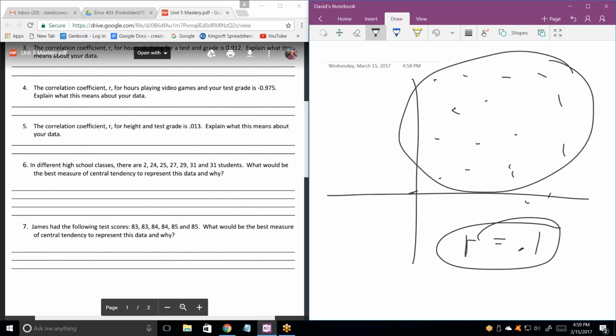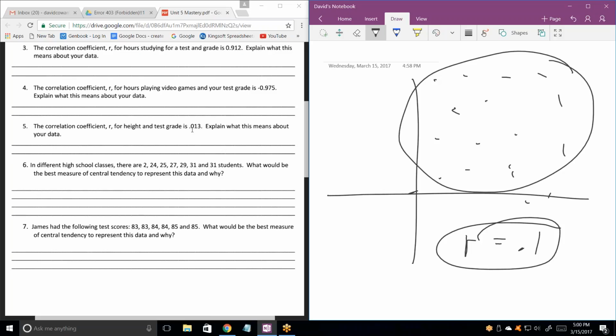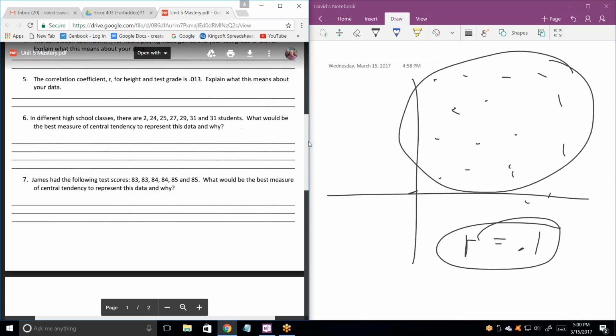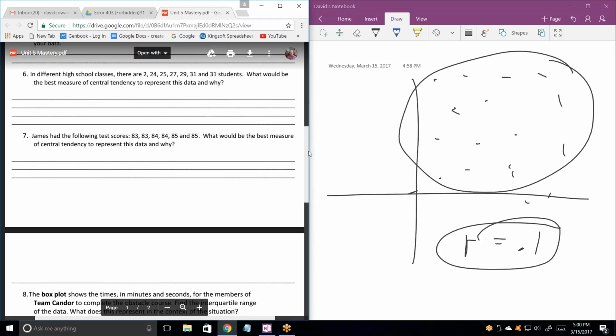That's why its R is so low. And that's the explanation, is that your height has nothing to do with your test grade. That's what you want to write there. Or you could say the correlation between your height and your test grade is poor. There's no relationship at all between your height and your test grade because that R is so low.